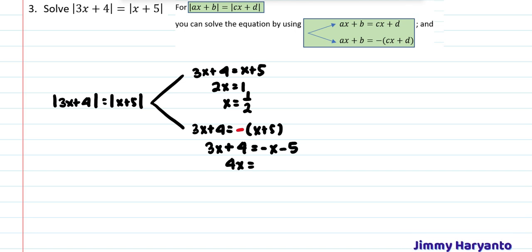For x equals negative 4 plus negative 5 minus 4 equals negative 9, so x equals negative 9 over 4. Because this is the third type of equation, you don't have to check your answers. That means both of them will be the solutions.